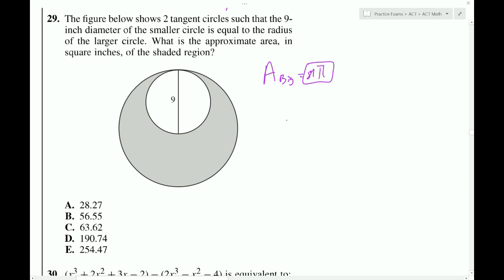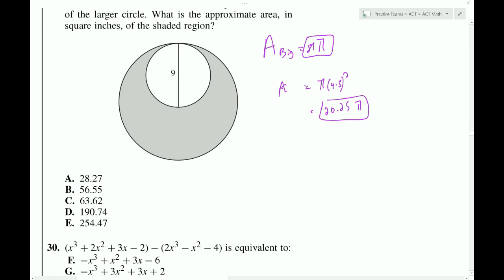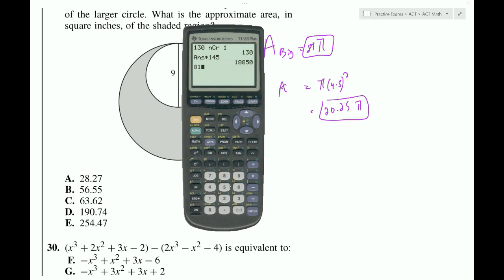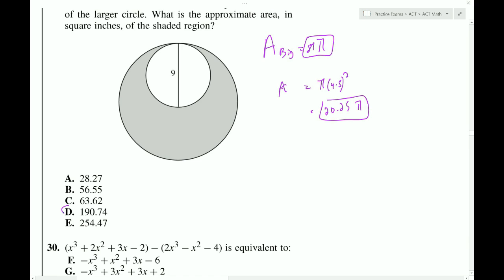Now the area of the small is going to be pi r squared as well. But this time we're going to use the small radius, which is half of the 9, 4.5. 4.5 squared is, I believe, 20.25, and so we get this for our smaller area. Now we have to subtract those values, so we go to the calculator and we get 81 times pi minus 20.25 times pi. That's going to be 190.8, choice D.